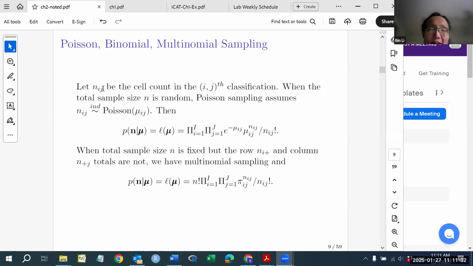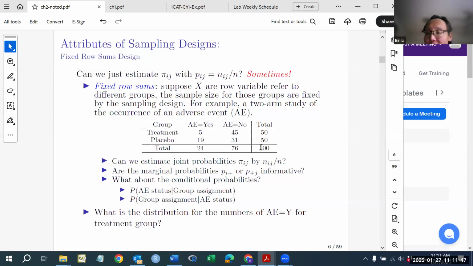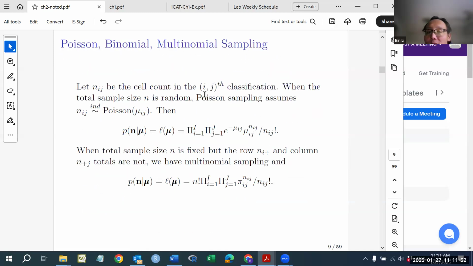Now, let the Nij be the cell counts in the ij classification. When the total sample size N is random, that means when this total sum is random, then we say these Nij's follow a Poisson distribution. The Poisson sampling assumes the Nij follows a Poisson with mu ij.